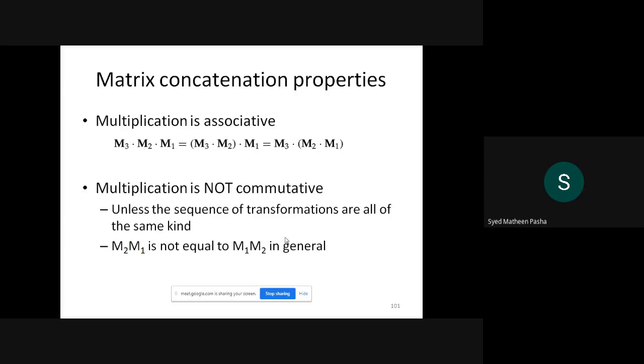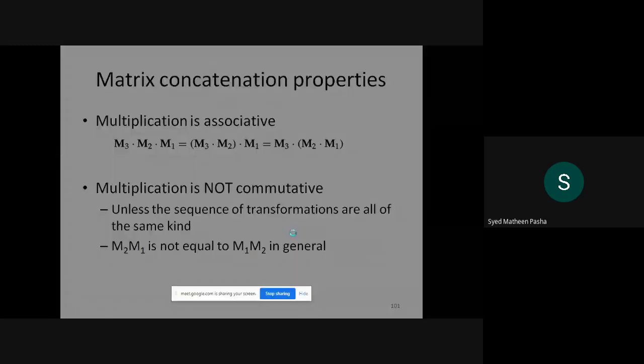In the first property, multiplication is associative. We can construct a matrix called the composite matrix either by multiplying from left to right or by multiplying from right to left. It basically depends on the user how the multiplication is performed. So these are the two important properties you need to remember in the matrix concatenation properties.